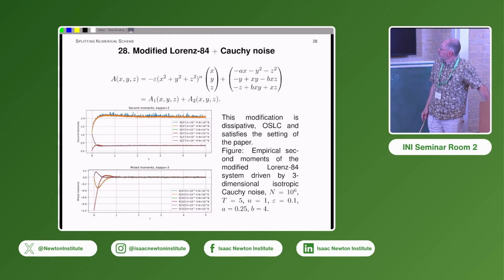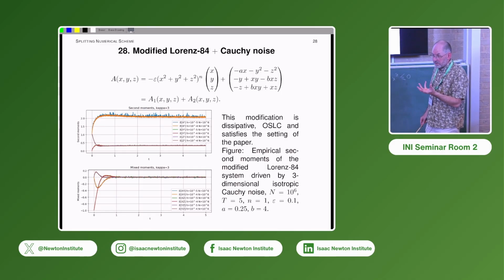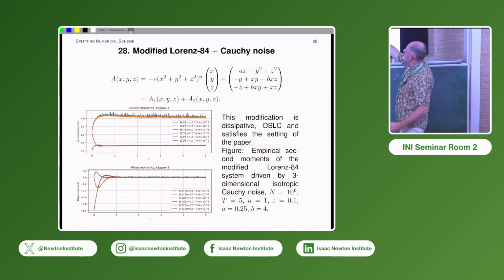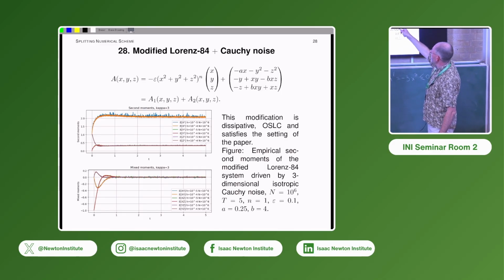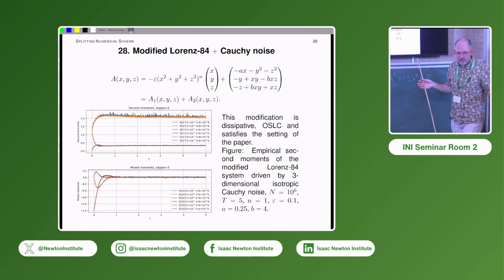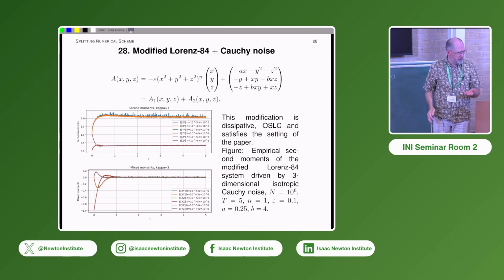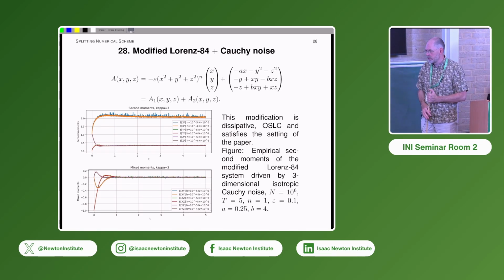And then you do the following. You take a slightly different weight function. Now I take the norm to the power n, so the squared norm times this one, plus this. So it's a small modification. And then it turns out, suddenly, that this function is dissipative and one-sided Lipschitz continuous.